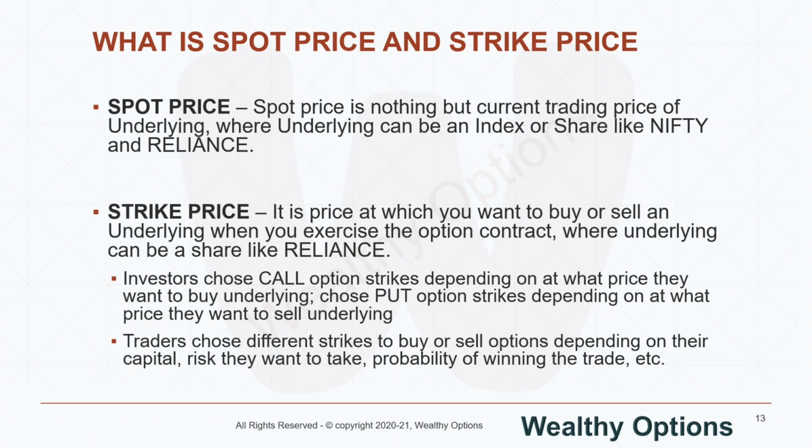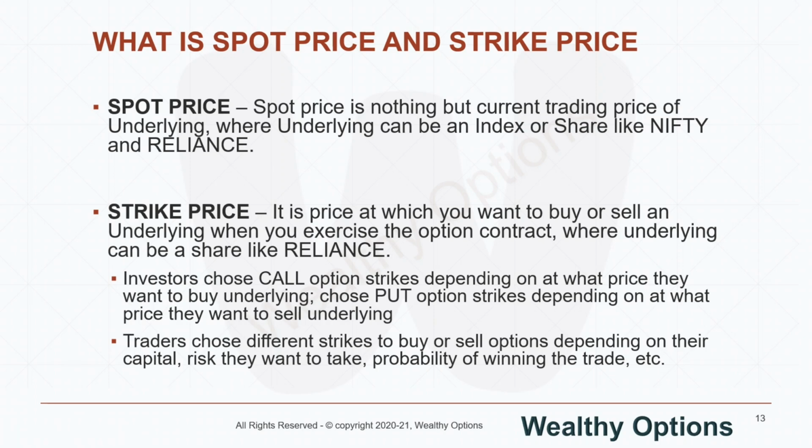Now let's understand this from both investors' and traders' point of view. Investors basically choose call option strikes depending on at what price they want to buy the underlying, and similarly, they choose put option strikes depending on at what price they want to sell their underlying. When it comes to traders, they choose different strikes to buy or sell options depending on their capital, the risk they want to take on the trade, and the probability of winning the trade, etc.